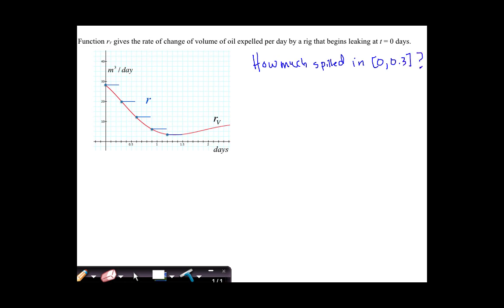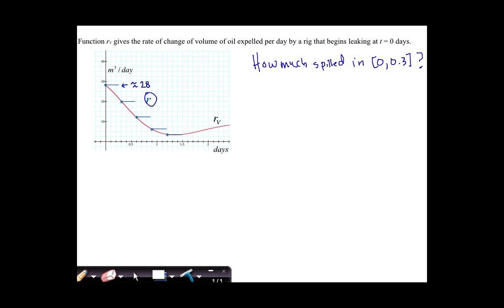If I look at this graph, I'm like, well, between 0 and 0.3, if I use this blue rate function as my estimate, as my rate, just thinking numerically, not writing this out with symbols and function notation right now, maybe that's about a rate of 28 or so. It's above the 27.5, just a little bit. So maybe this is a rate of about 28 cubic meters per day for the first 0.3 days. So if that's the rate, how would I compute how much oil spilled during the first 0.3 days? Yeah, 28 times 0.3, right?